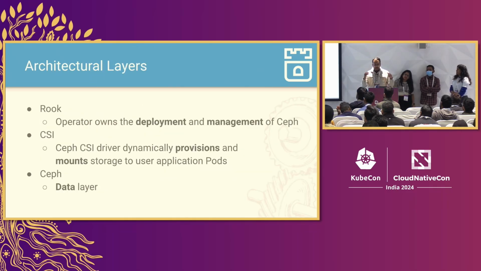So this is the architecture layer, how the whole product looks, the whole stack. Rook is the deployment layer that's managing Ceph, its state management, and has different controllers to manage the other applications Ceph has. We have CSI, which is used for the provisioning and the mounting. There are further slides for CSI, and Ceph being the data layer. This whole stack is open source, so it's generally available for everyone.